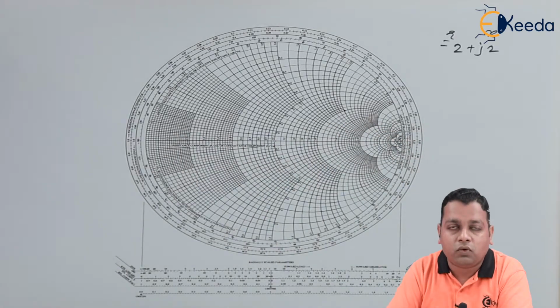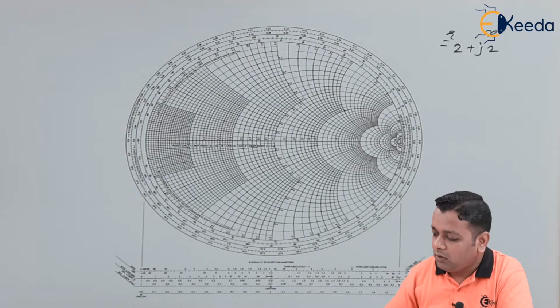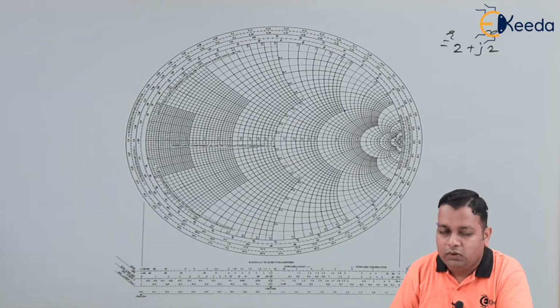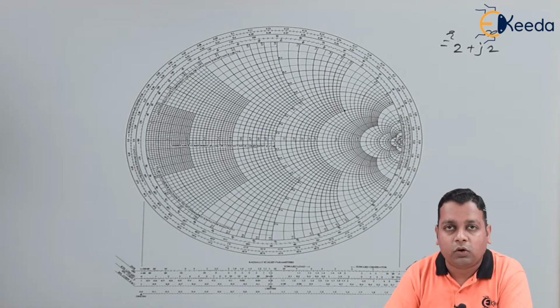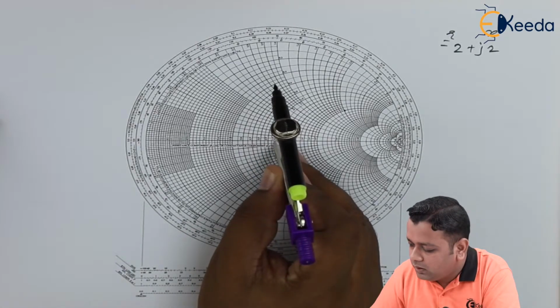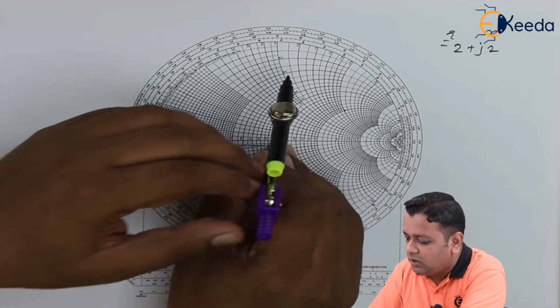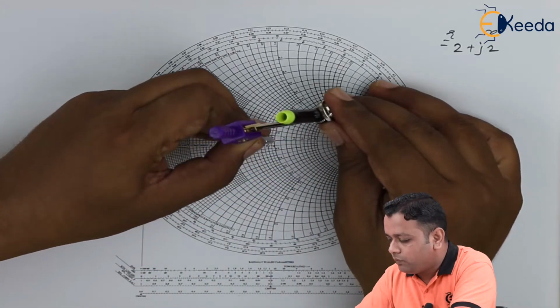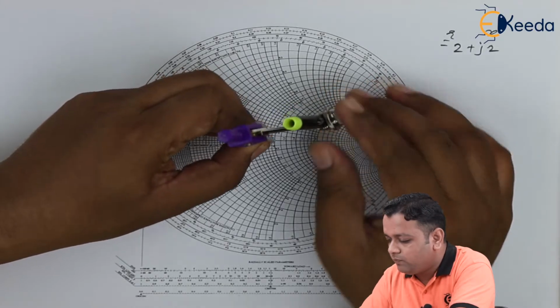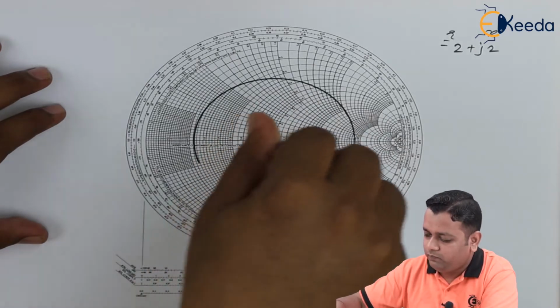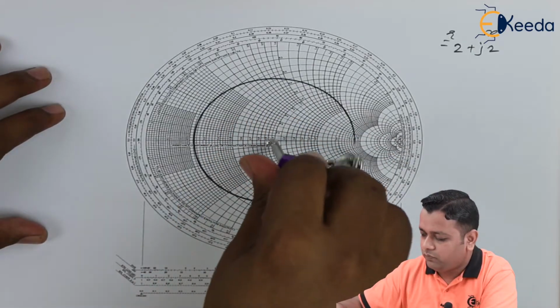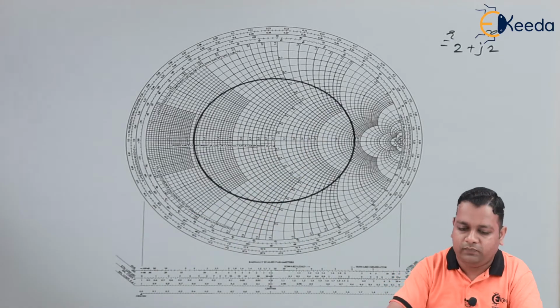Now we have to draw the standing wave ratio circle, the SWR circle. For that purpose, we shall draw a circle taking as radius the distance from the center of the Smith chart to this marked point. I take the center of the Smith chart, take this much distance, and draw a circle on the Smith chart. So this completes the circle here.